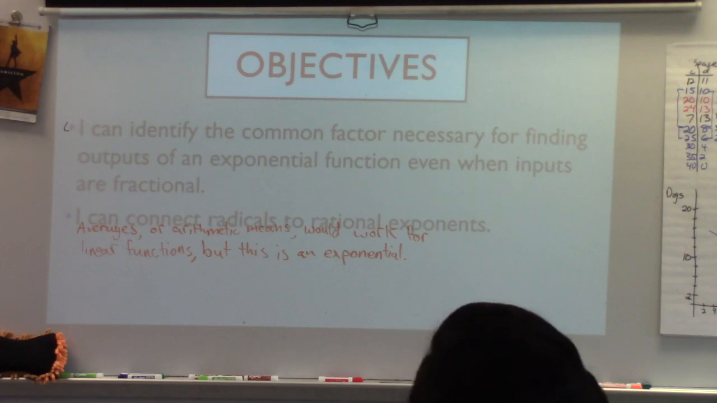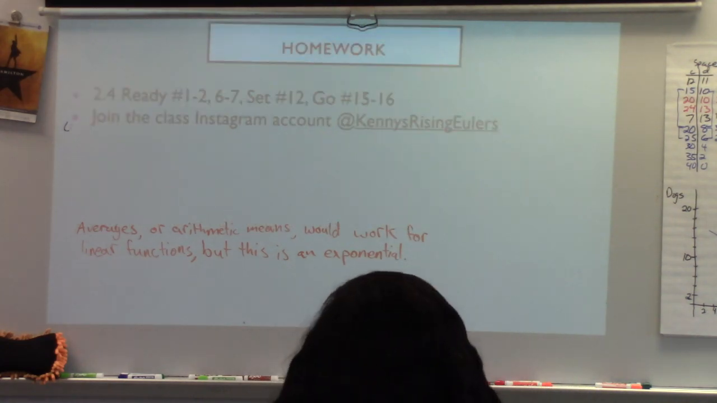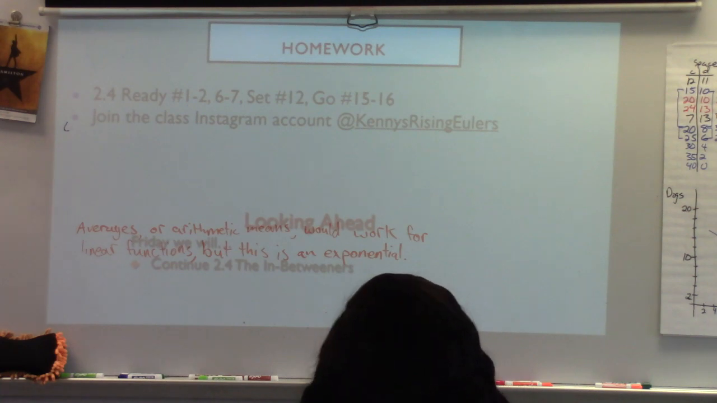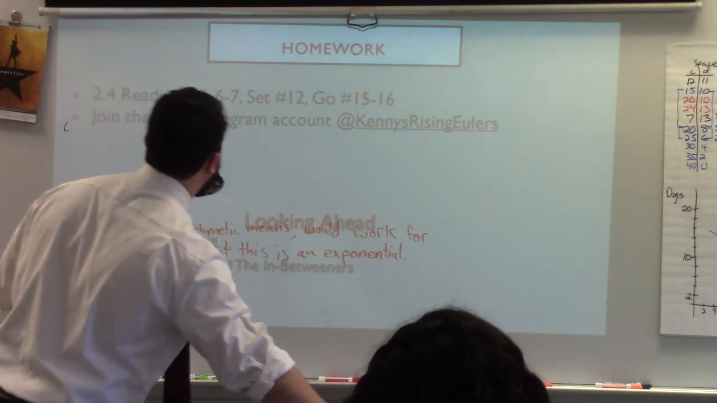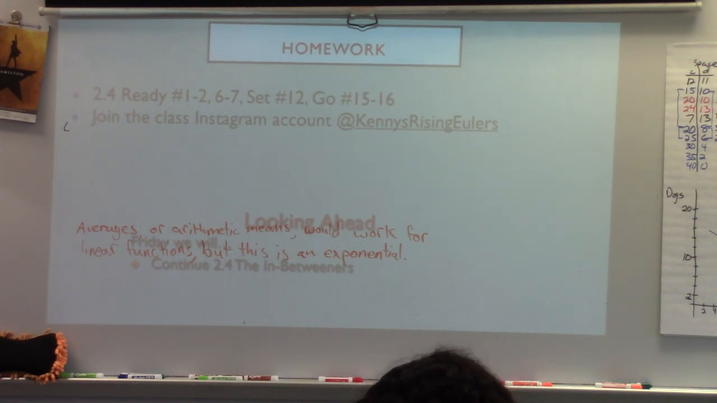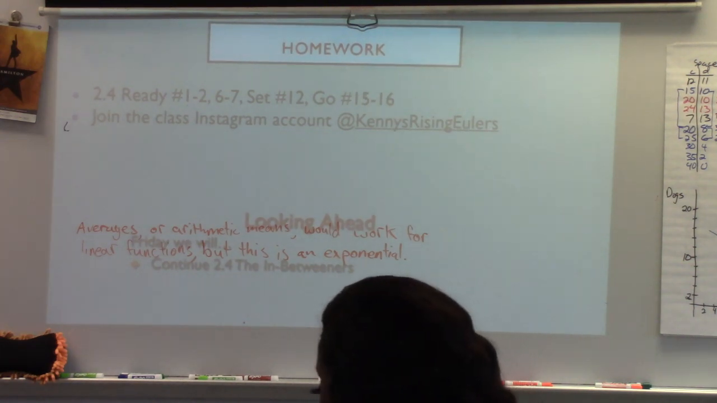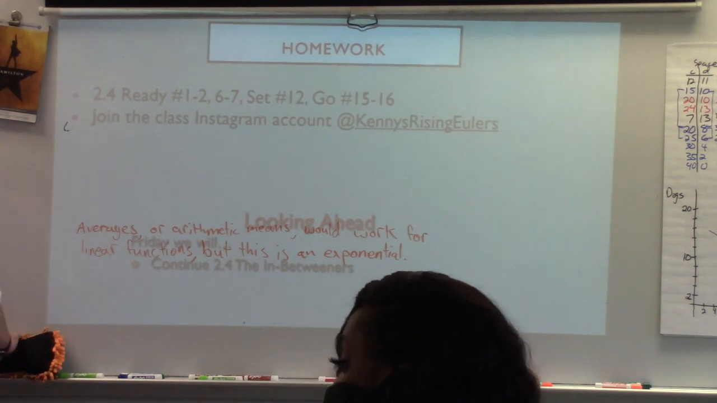So notice we want to be able to identify common factors. That's what we'll pick up tomorrow. Here's your homework tonight: 2.4, numbers 1 and 2, 6 and 7, set number 12, numbers 15 through 16. I know it looks like a lot, but every single one of them is very quick, so make sure you're doing this homework. Tomorrow we will continue the in-betweeners.